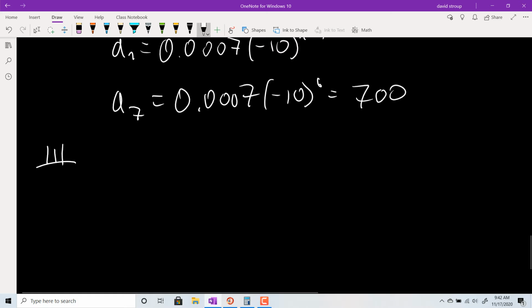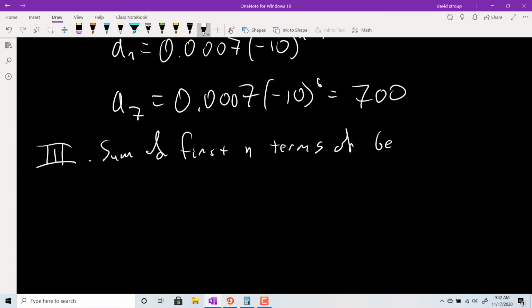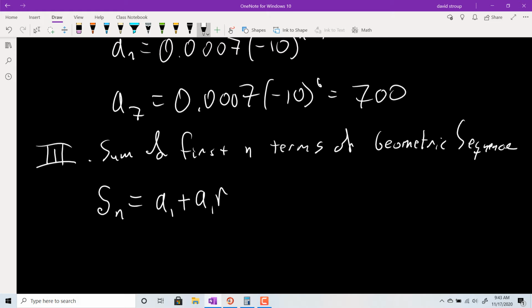So here we go, 2.3, sum of first n terms of a geometric sequence. And again, there's kind of a trick to figuring out the formula. In this case, what we're going to do is take s sub n, which, if you just look at the terms of a geometric sequence written generally, will be a sub 1 plus a sub 1 times r plus a sub 1 times r squared plus all the way up to plus a sub 1 times r to the n minus 1.